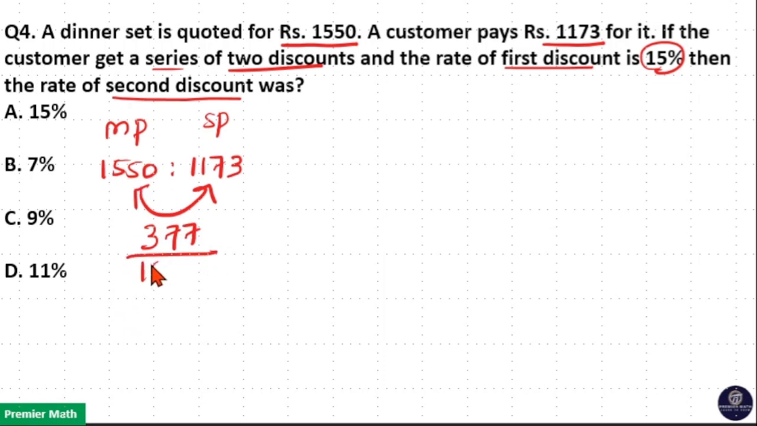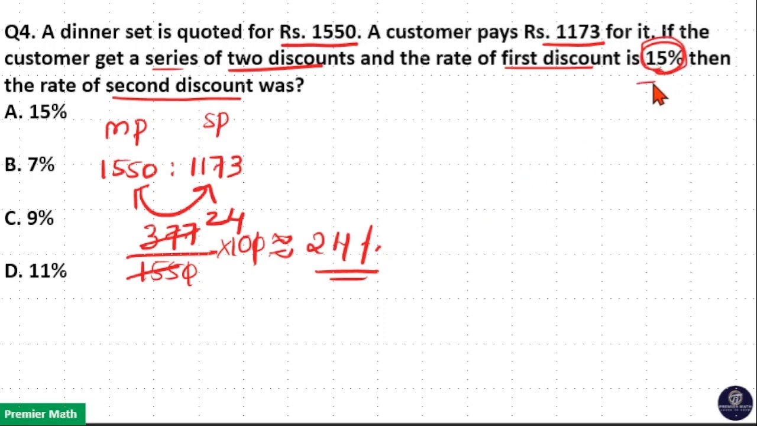377 by 1550 into 100. You can see 155 goes around 2 times. Now 155 into 2 is 310. So remaining 67. 67 into 10, 670 by 155 is around 4 times. So this is around 24%. That is, the overall percentage is around 24%. Now the first discount is 15%, which means 15 plus 9 is 24. So take the option greater than 9%.